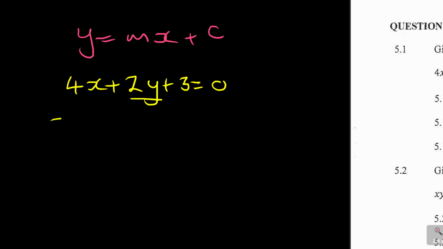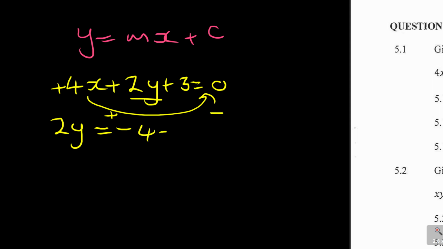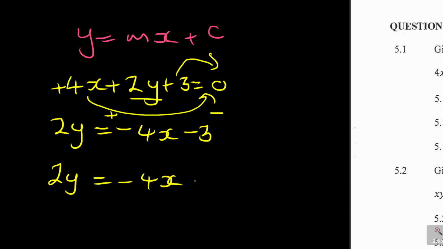So here I'll remain with 2y is equal to, I must have mx first. Take 4x to the other side, positive becomes minus, from positive to negative on the other side, minus 4x. 3 again goes there, from positive 3 to negative 3. So you've got 2y is equal to minus 4x minus 3. Again, look at this. I must only have y. 2 is disturbing, it is multiplying. Divide instead by 2. Each item you divide by 2.